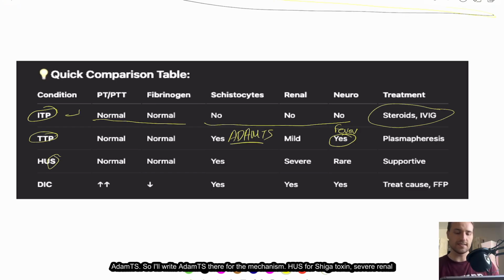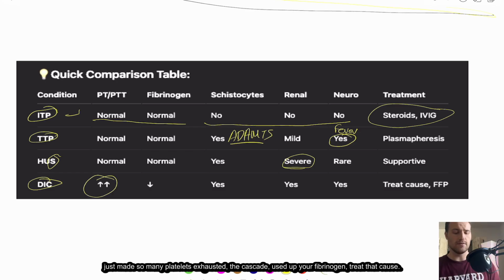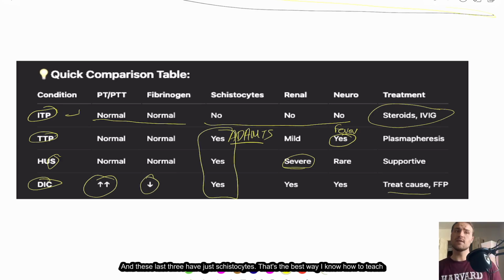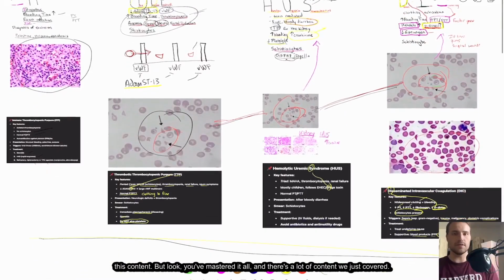HUS for Shiga toxin. Severe renal problems, because it really is like TTP, but it's for the kidney. DIC. Damn, I'm coagulating. You've just used up your platelets, exhausted the cascade, used up your fibrinogen. Treat that cause. And these last 3 have schistocytes. That's the best way I know how to teach this content. But look, you've mastered it all.